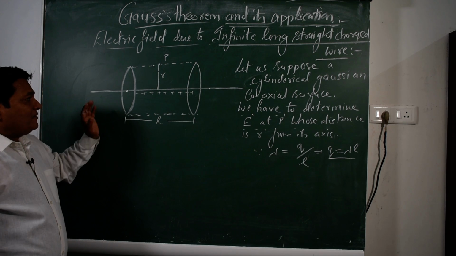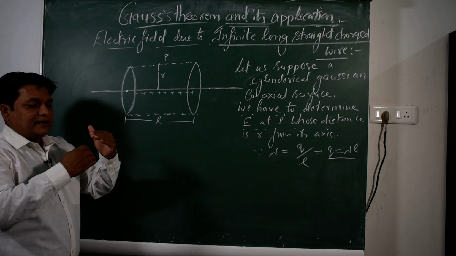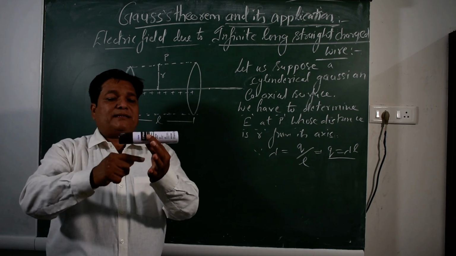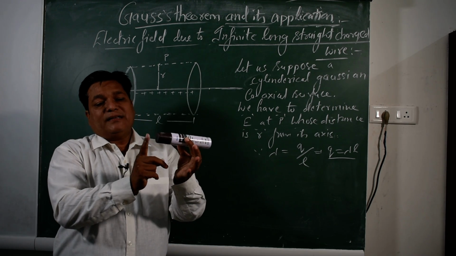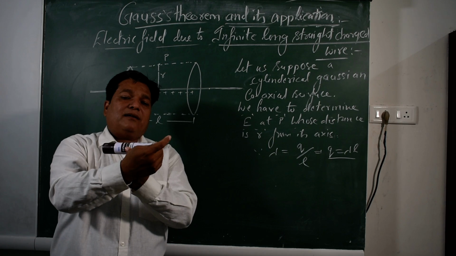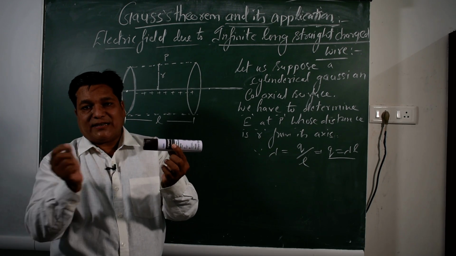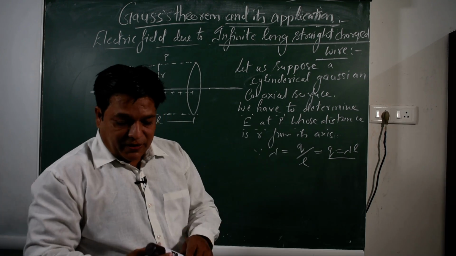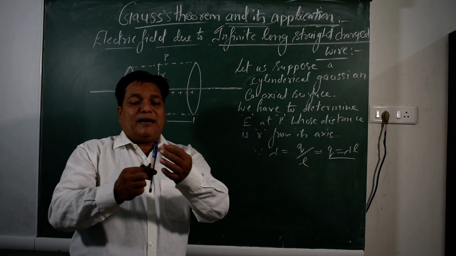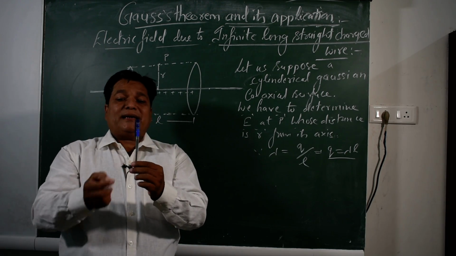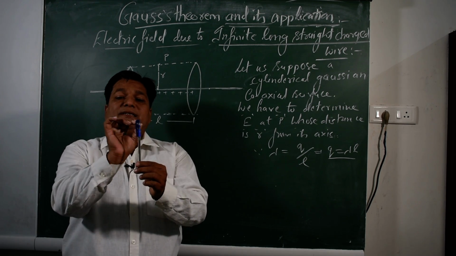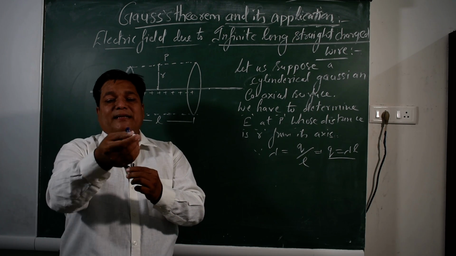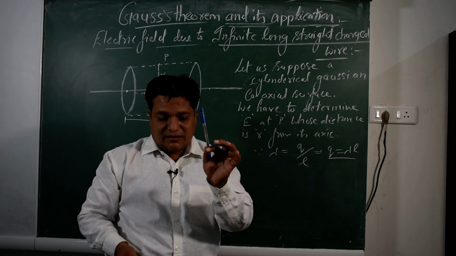Now we have to determine the total flux linking with this surface. You can see that a cylindrical body is there, a closed surface with a curved surface and a circular face here and another circular face here, and the axis is passing through its center. If a long charge conductor is there and charges are lying linearly over it, then the electric field lines will emerge out like brush hairs in all directions, like this, like this, like this, from a linear charge conductor.